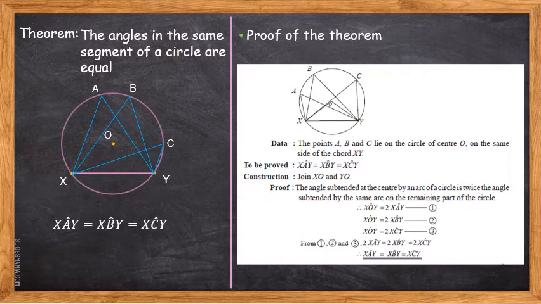The theorem says the angle subtended at the center by an arc of a circle is twice as the angle subtended by the same arc on the remaining part of the circle.